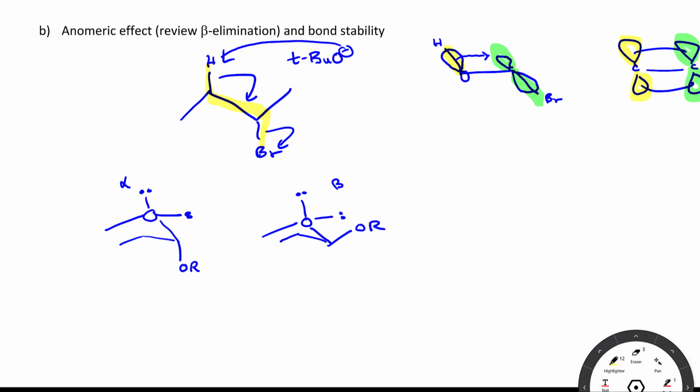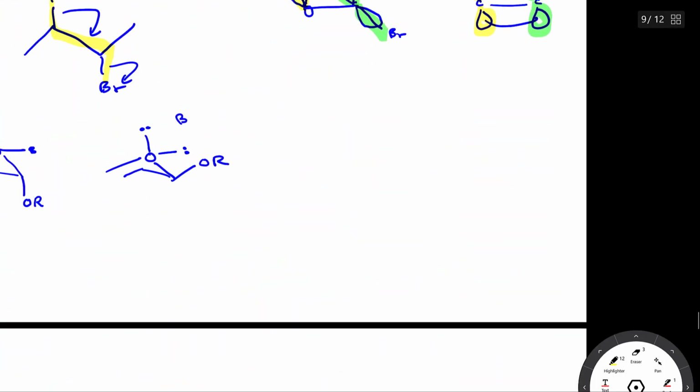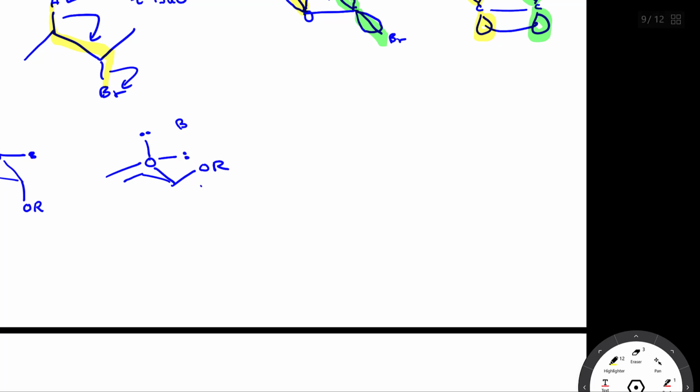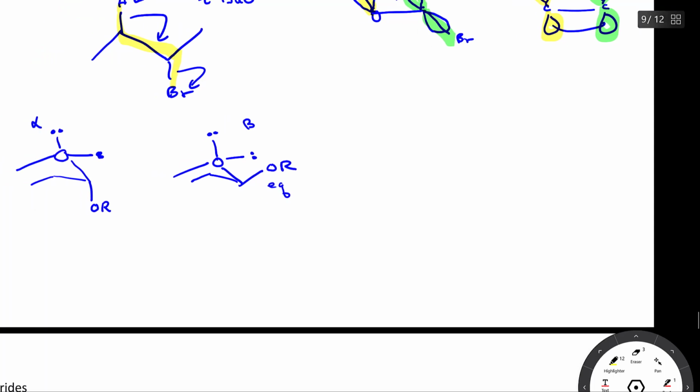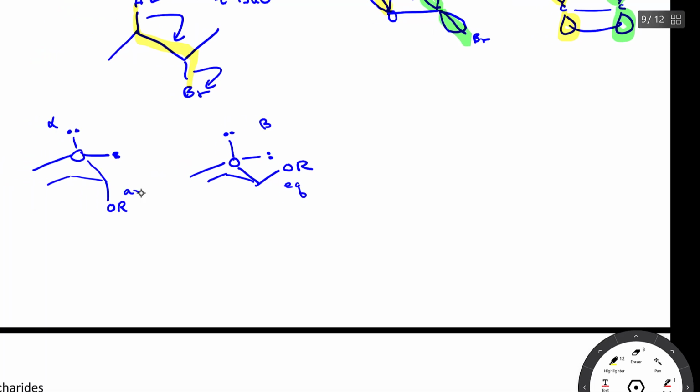So if you'll notice, this is equatorial here. That's the beta form, and this is axial here. So this is actually set up in the form that you would expect if it was a beta elimination taking place. What that actually means is there's a sigma star antibonding orbital here, and these electrons contribute to the electron density in this orbital. So this actually has two effects.